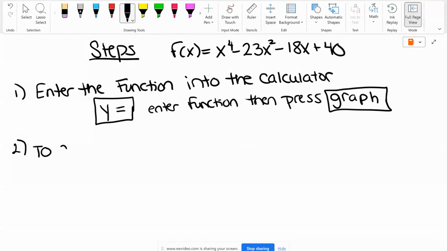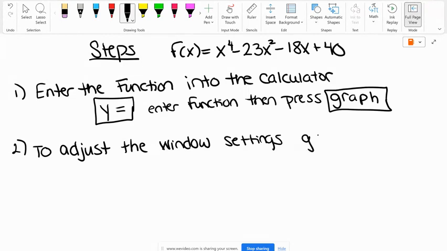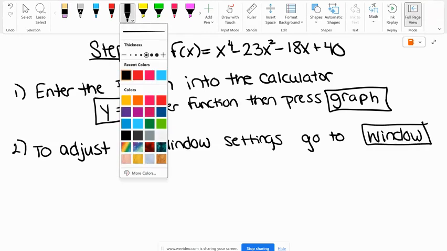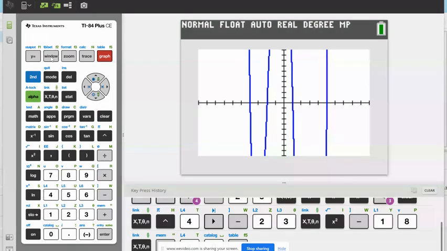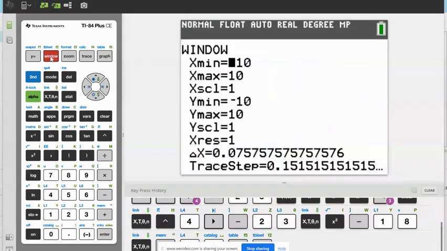Okay, to adjust the window settings, go to window. Can I go back to my calculator? Absolutely. Yes. Okay. So now we're going to go to window. We go to our window button, and now I'm going to tell you what to adjust the window settings to.